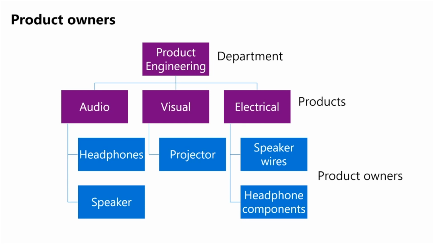For example, in an electronics manufacturing organization, there is a product engineering department that manages different categories of products such as audio or visual products. There can be a set of products which are electrical components which will be managed by separate product owners. And eventually, these parts will be supplied to headphones, speakers, or projectors. The organization can establish product owners for products such as speakers, headphones, projectors, and electronic components who are responsible for managing specific categories of these products.